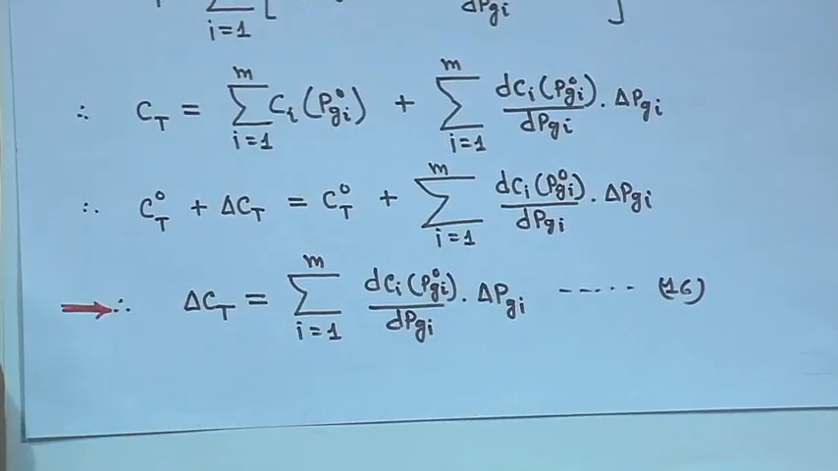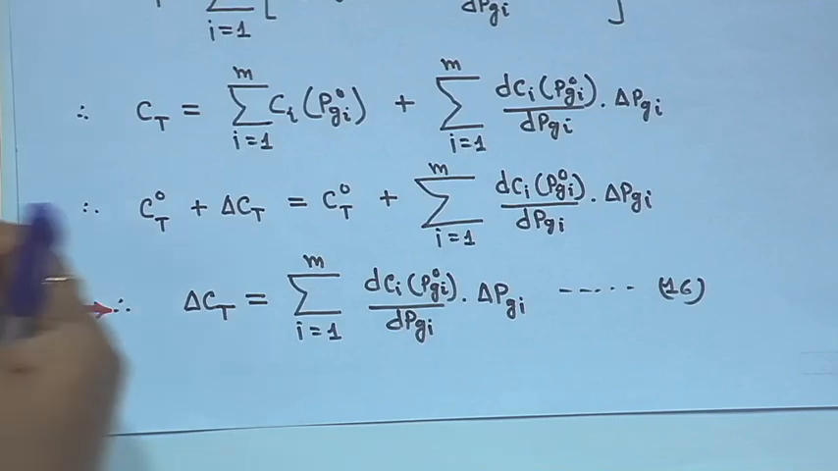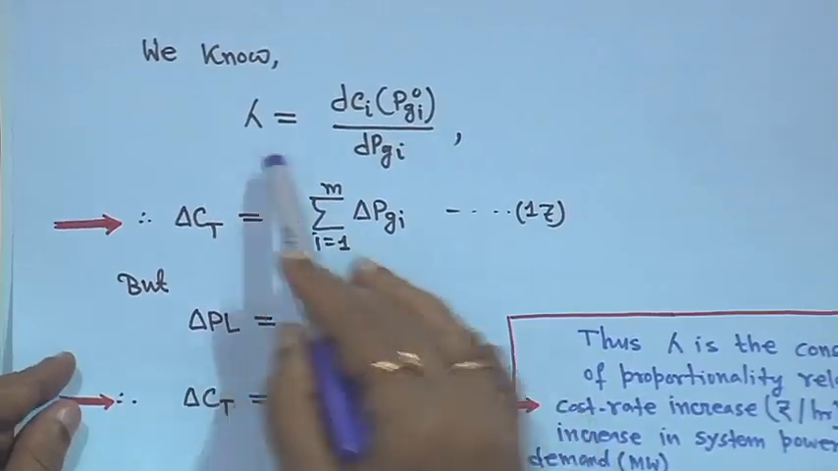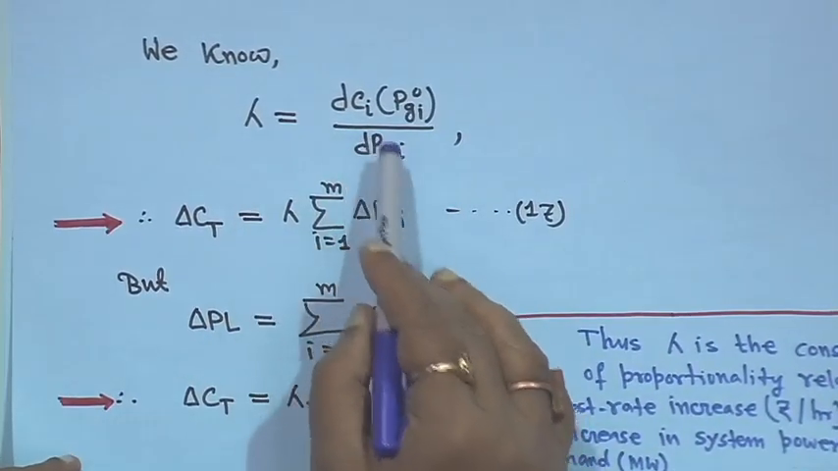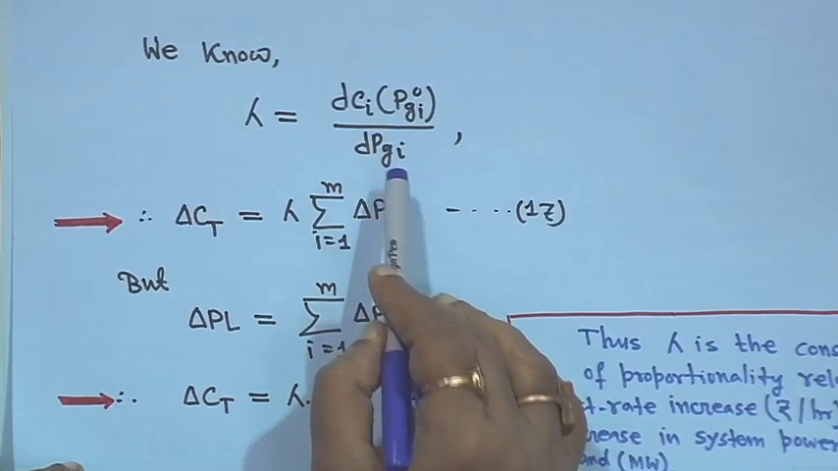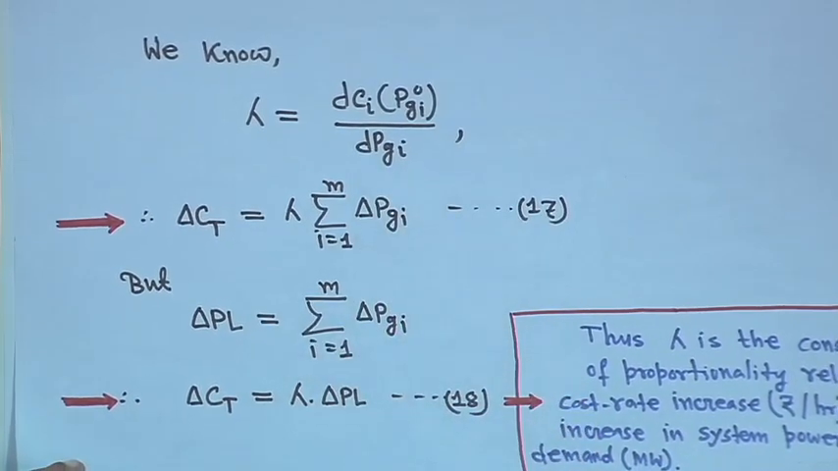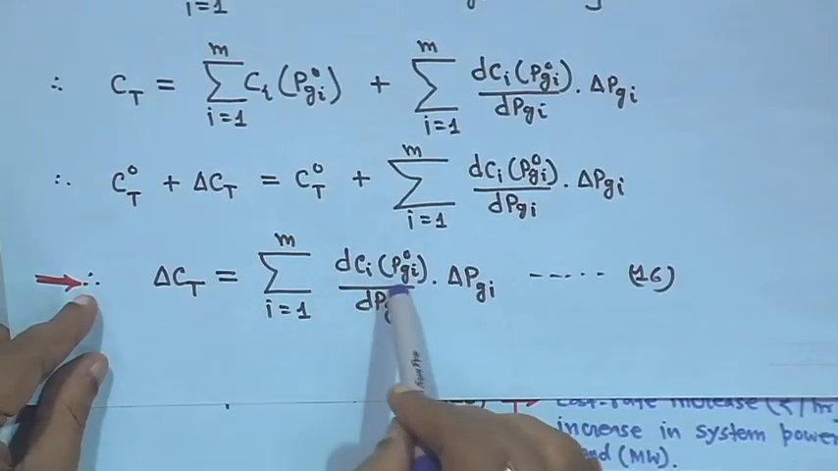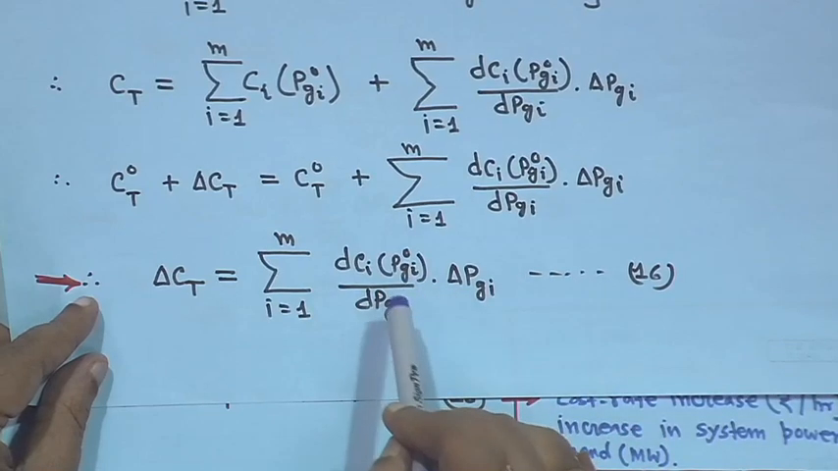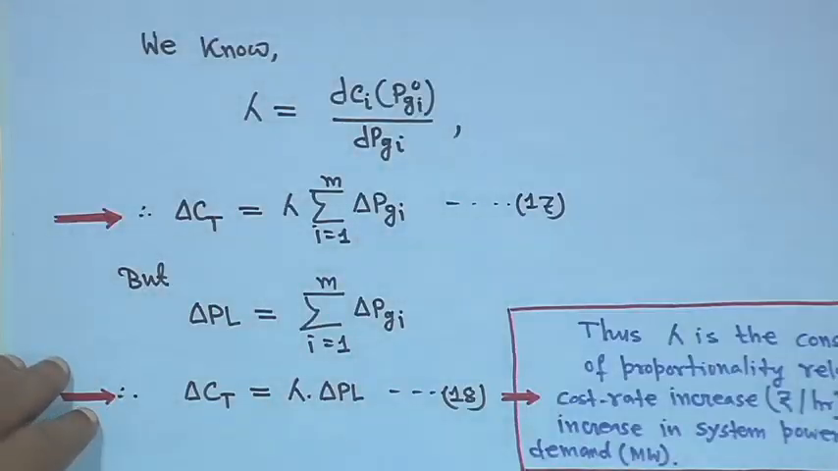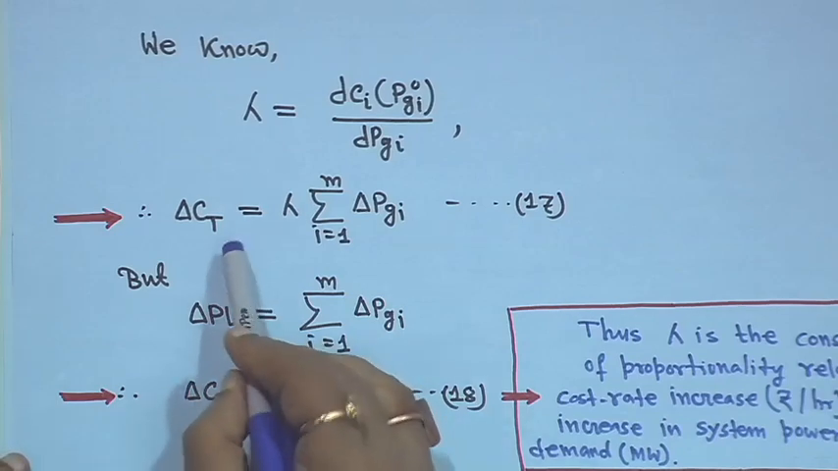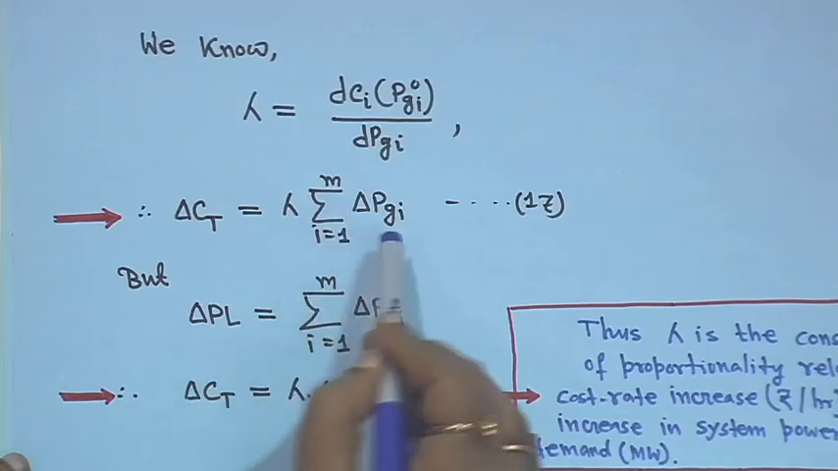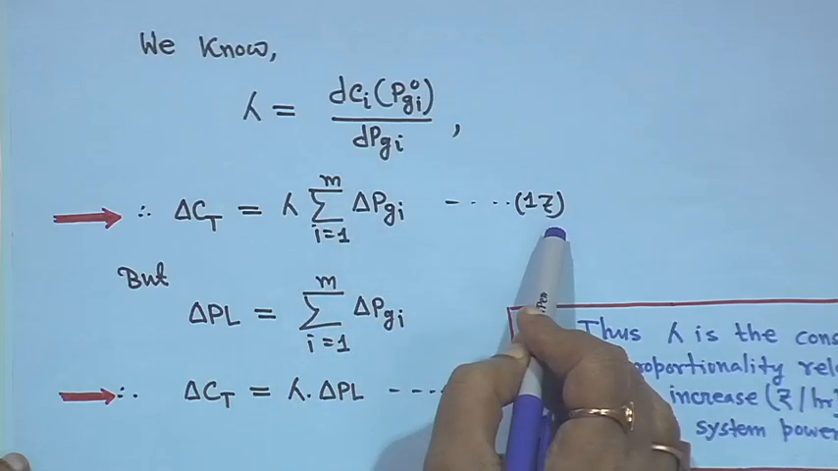Now, we know lambda is equal to dCi/dPgi, the incremental cost lambda. Therefore, in equation 16 you replace it by lambda. If you do so, then delta CT will be equal to lambda times the sum over i equal to 1 to m of delta Pgi, this is equation 17.